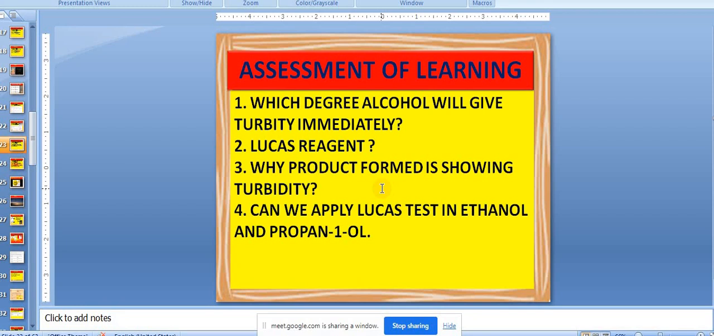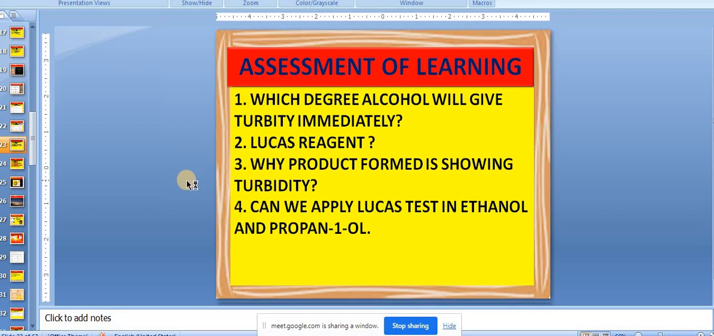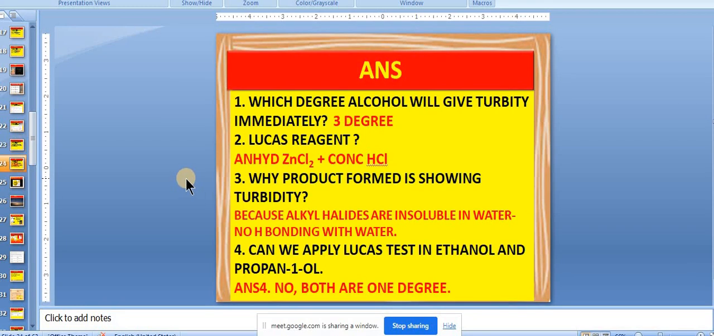Can we apply the test to distinguish between ethanol and propan-1-ol? Can you use the Lucas test? The answer would be no, because both are 1 degree. You cannot use that. Okay, fine. Let us see now what we would use instead. So these were the answers.